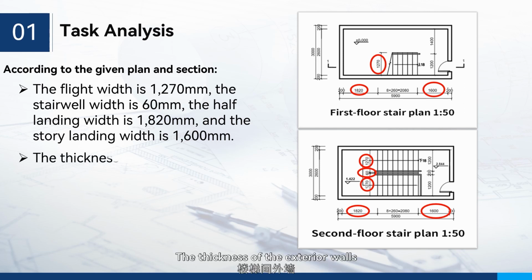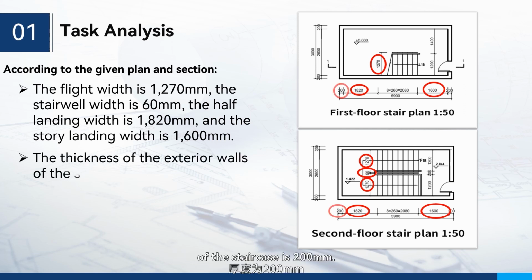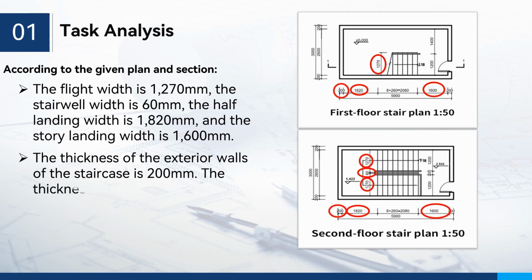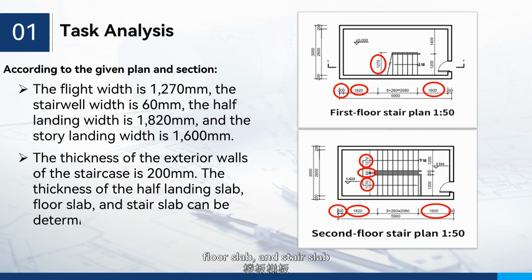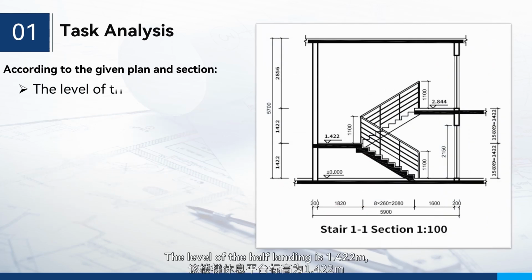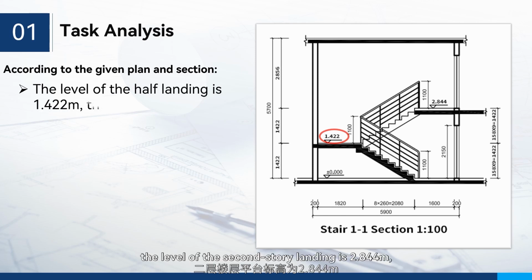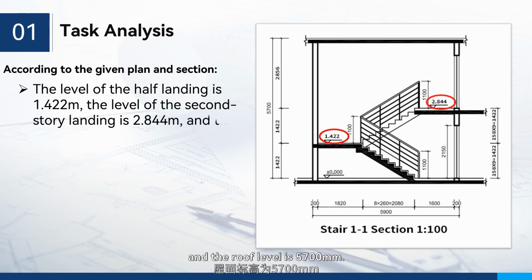The thickness of the exterior walls of the staircase is 200 millimeters. The thickness of the half landing slab, floor slab, and stair slab can be determined as needed. The level of the half landing is 1.422 meters, the level of the second story landing is 2.844 meters, and the roof level is 5,700 millimeters.